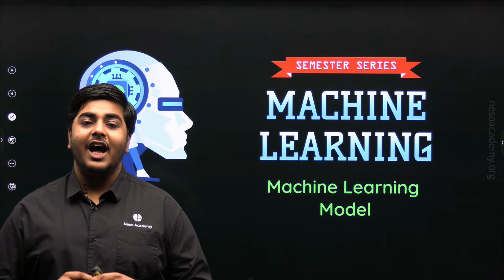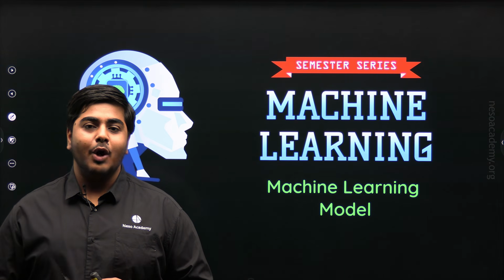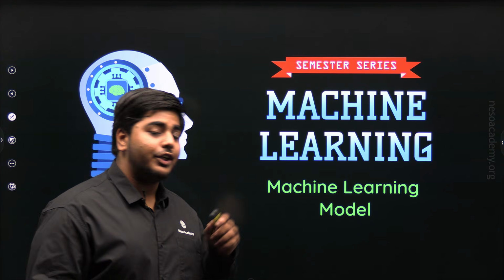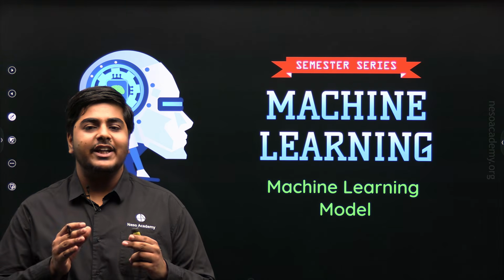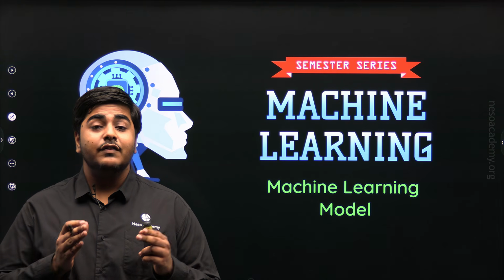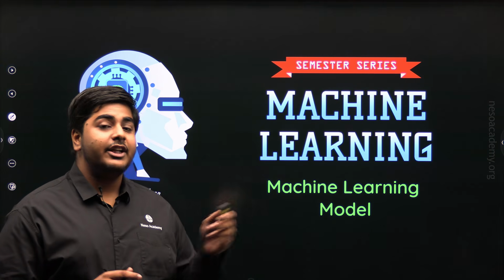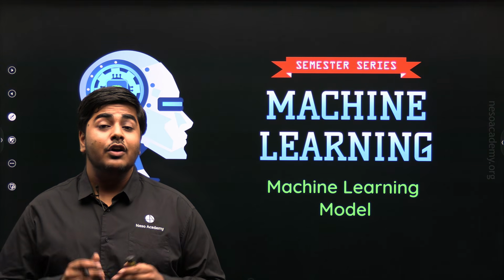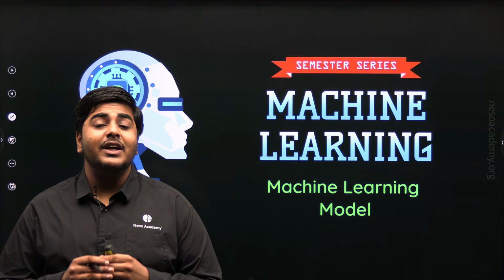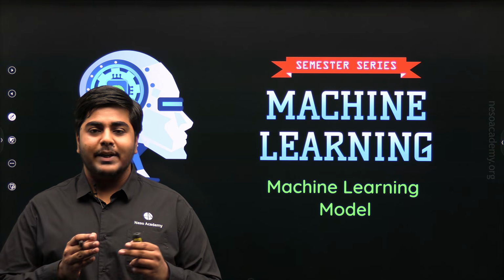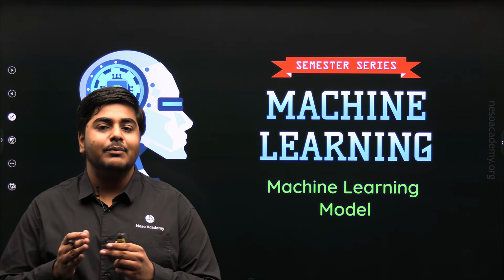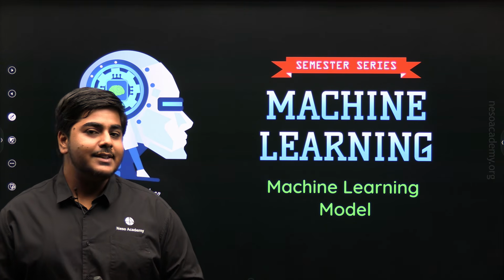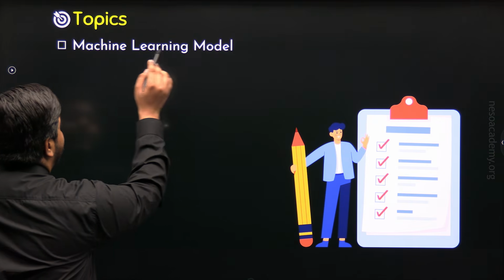In the previous lecture, we have understood well-defined learning problem. And now in this lecture, we will understand machine learning model. This lecture is going to be very interesting because we will not only understand what is a machine learning model, but we will also train our own machine learning model from scratch, which will perform the image classification task. So basically, I will also show you the practical demonstration of a machine learning model in this lecture. So the topic for this lecture is machine learning model.